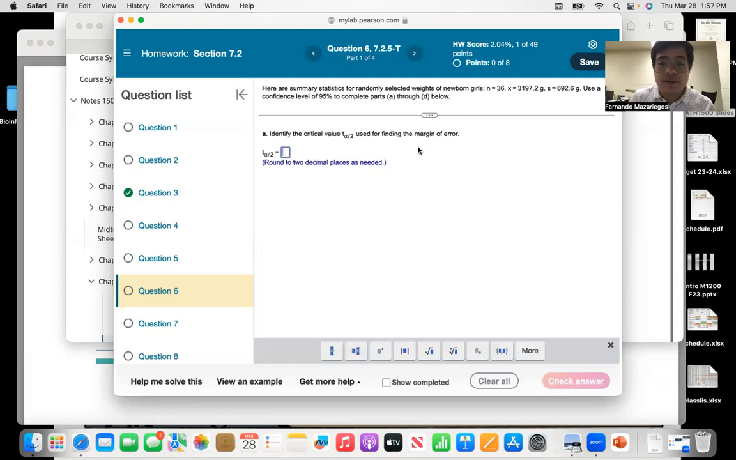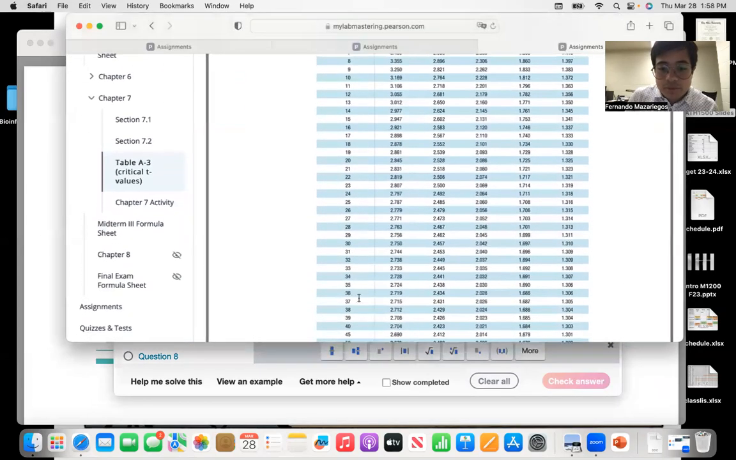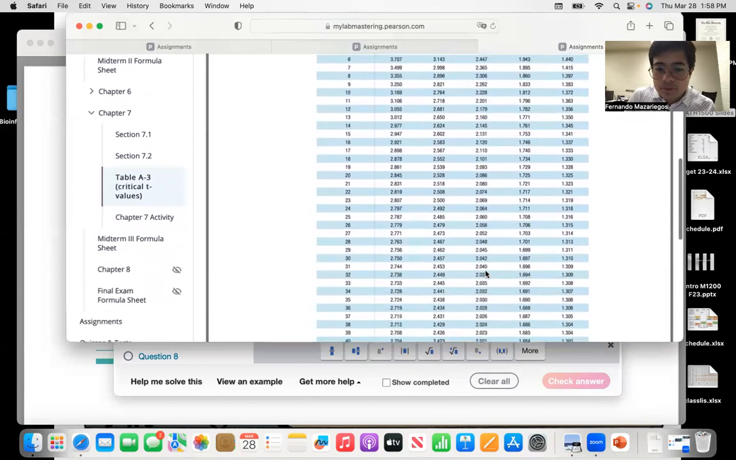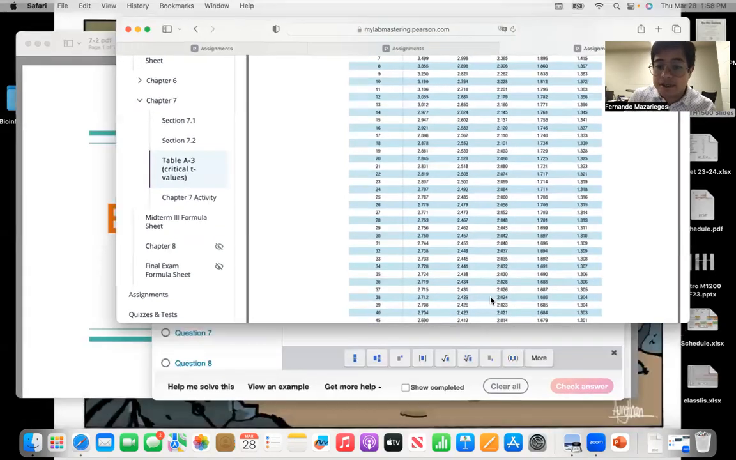So first we identify the critical value. So we know N equals 36. We go to that row on our table right here. We know our confidence level is 95%. So that means that alpha is 0.05. So 0.05 is here. The middle column for 36 is 2.028.